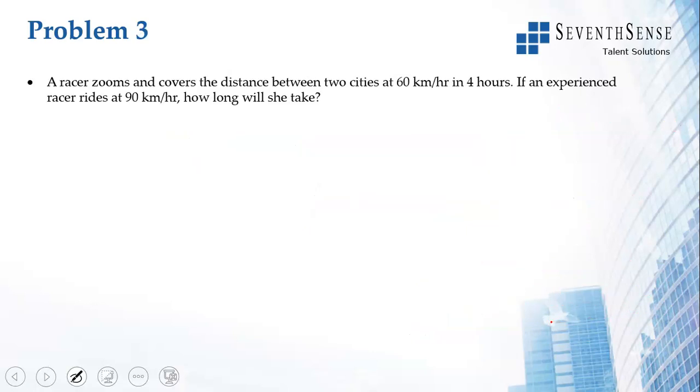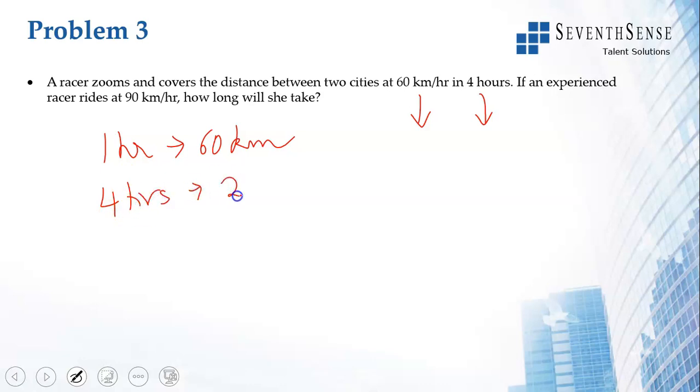A racer zooms and covers the distance between two cities at 60 kilometers per hour in 4 hours. If an experienced racer rides at 90 kilometers per hour, how long will it take? Firstly, here it is kilometers per hour and hours, right? So you don't have to convert. In 1 hour, the racer is covering 60 kilometers. In 4 hours, 60 into 4, he or she will cover 240 kilometers. So the distance to be covered is 240 kilometers.